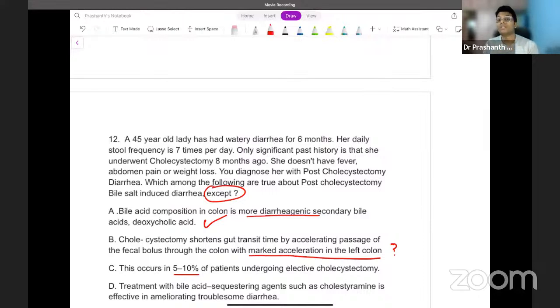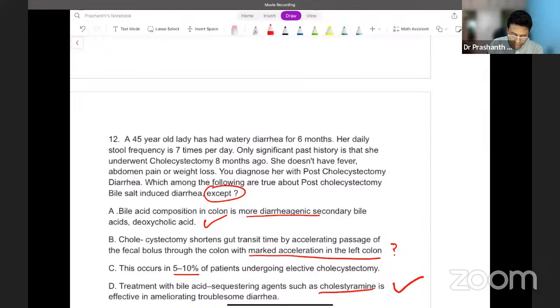We should be counseling patients undergoing cholecystectomy about this particular complication. Usually they'll ask whether it is safe if my gallbladder is removed. It's always prudent for us to tell them about intra-operative and anesthesia complications and late complications like this, which can occur in around 5 to 10%. Treatment usually involves giving cholestyramine for effective amelioration of the diarrhea.